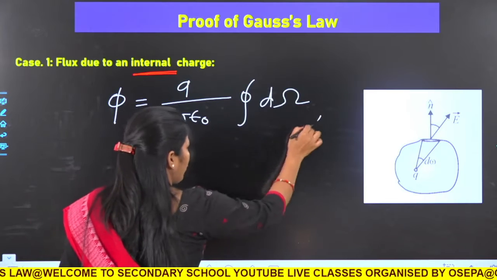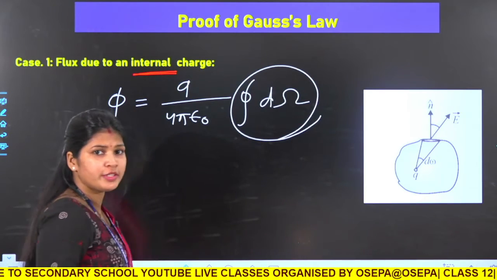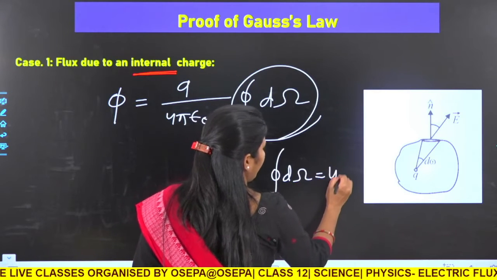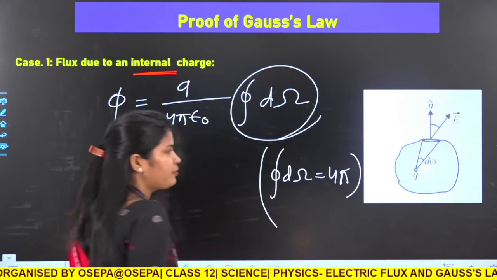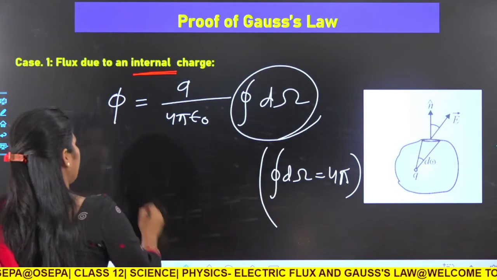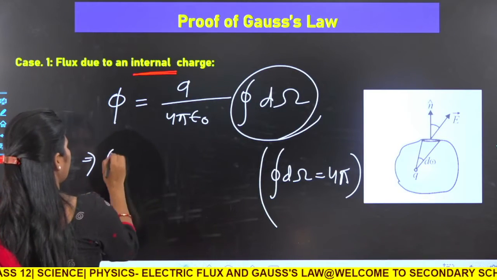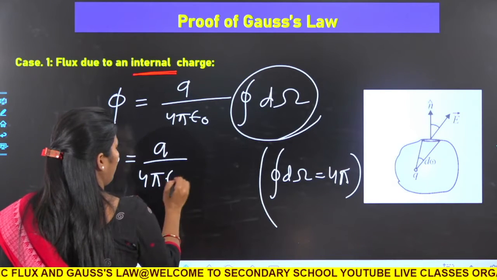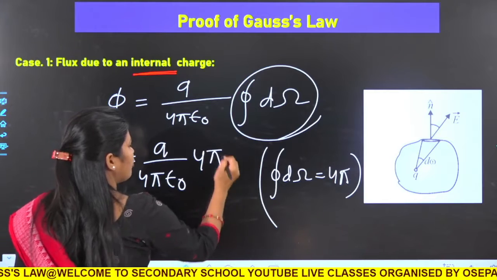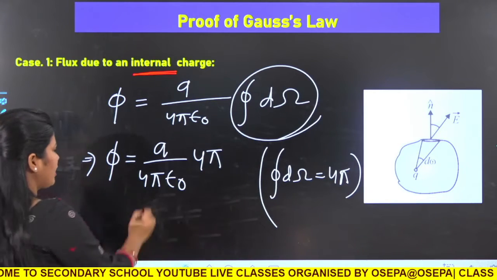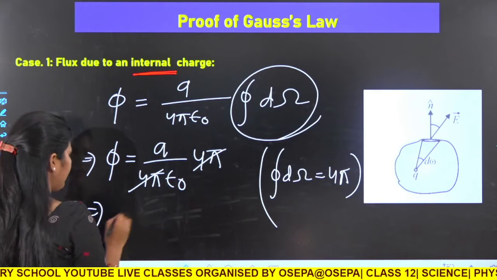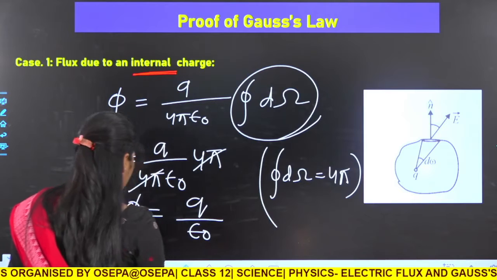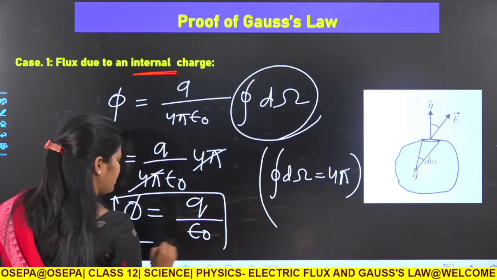So what will be the total solid angle for the closed surface? We know that this is 4 pi. This is the total solid angle for the closed surface. So this will be plus Q by 4 pi epsilon naught into 4 pi. Cancelling 4 pi, we will get phi is equal to Q by epsilon naught. This is the final answer.